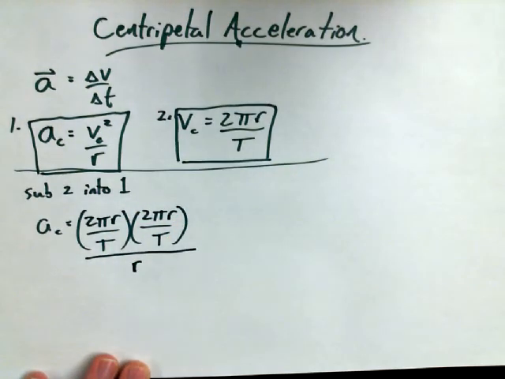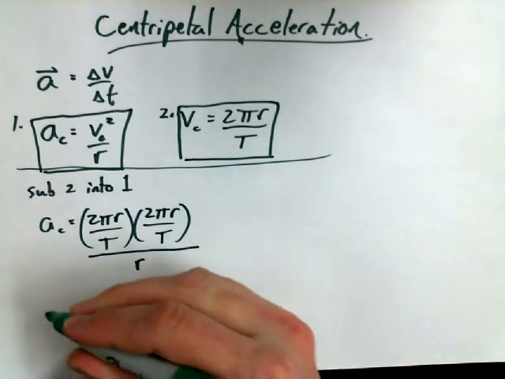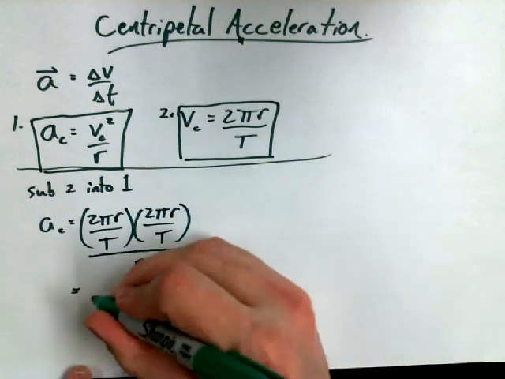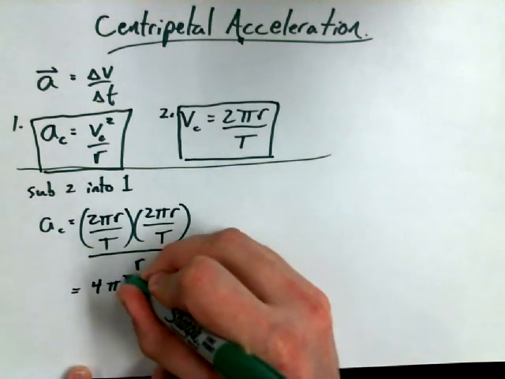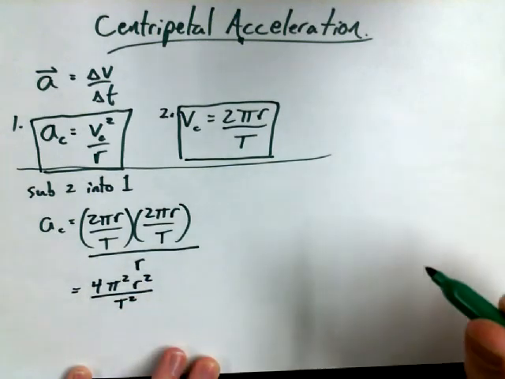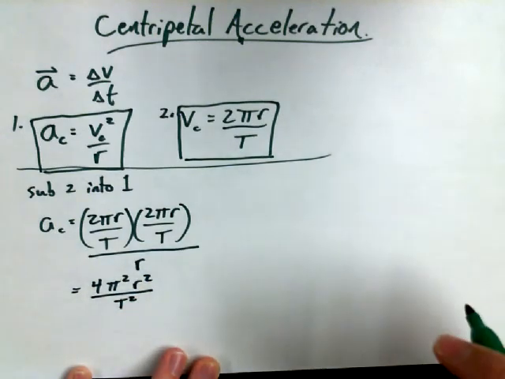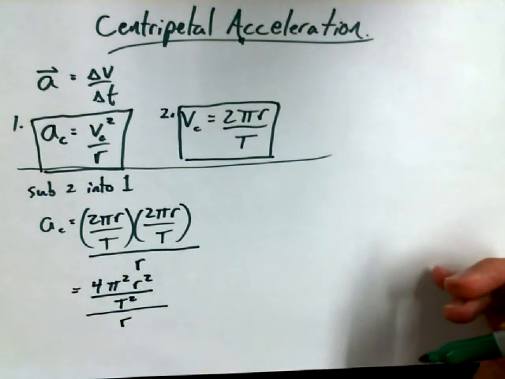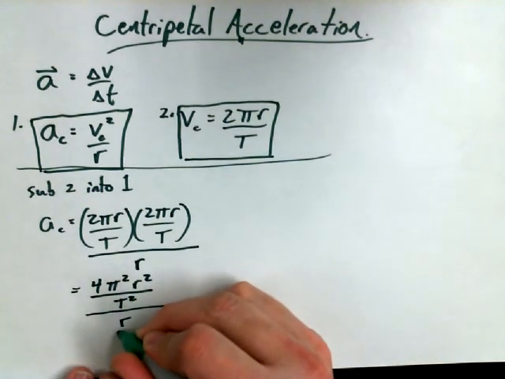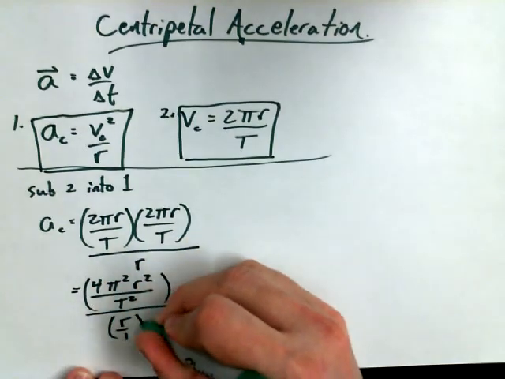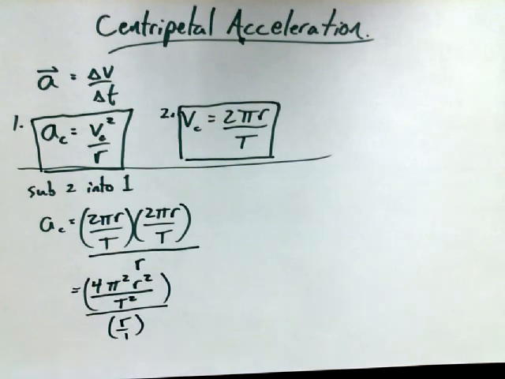And if you don't like that notation, that's okay. I don't care. If I multiply across the numerator, I get 4 pi squared r squared all over period squared. We're just multiplying across the numerator and the denominator. And all of that is over r. Now, if you want to simplify this, you have to recognize that this is actually r over 1, so we have this fraction divided by this fraction. When you divide a fraction by another fraction, you invert and multiply.